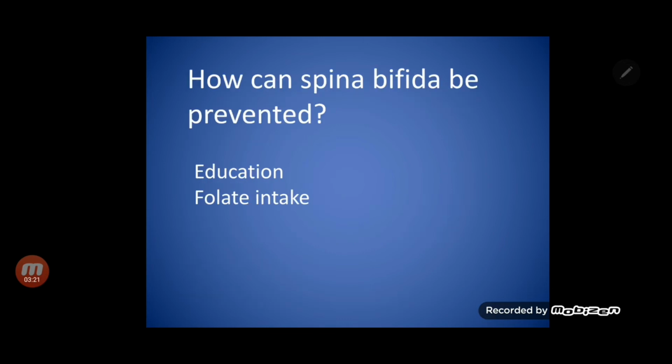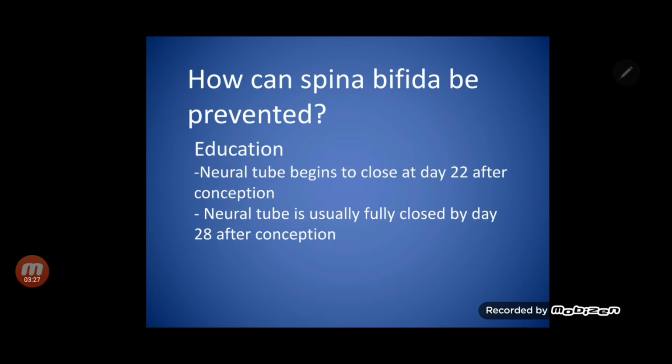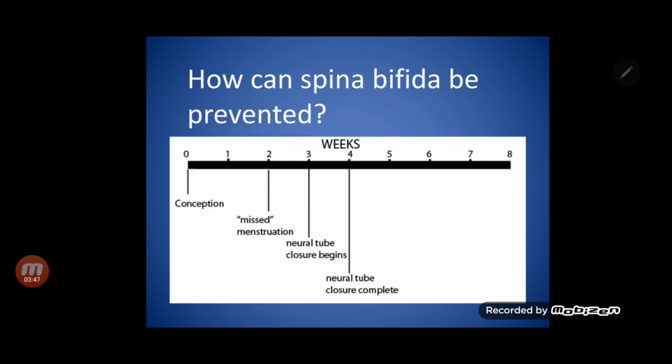So how can it be prevented? The prevention lies in two important factors: good education and folate intake increment. In the education, the neural tube begins to close at about day 22 after conception, and it is fully closed by day 28 of conception. So taking precautions during that period is very important to prevent having a child with spina bifida.